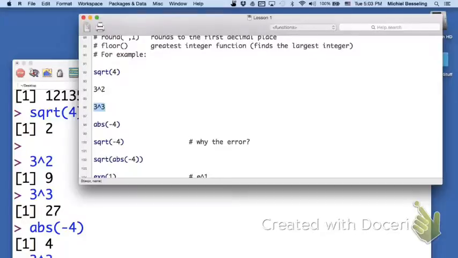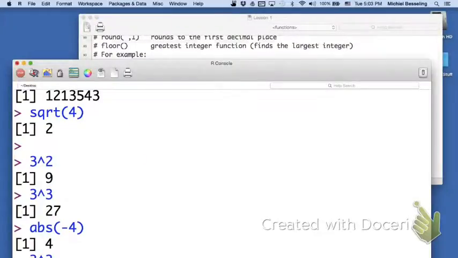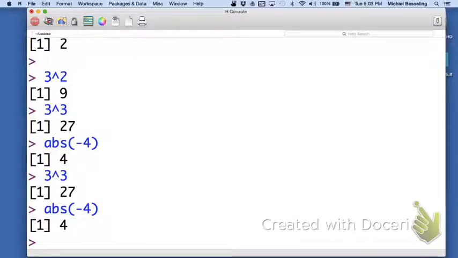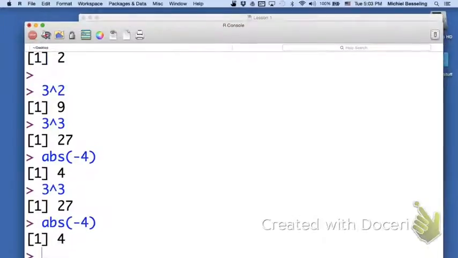Going back down the list here, how about the absolute value of -4? Do you remember what the absolute value of -4 is? That's right, +4. It's the distance from 0. -4 is 4 units away from 0.